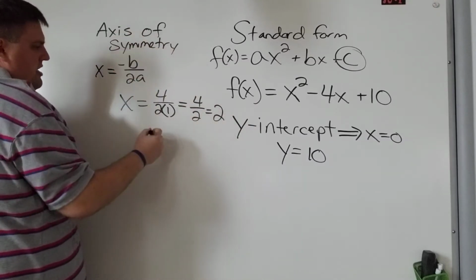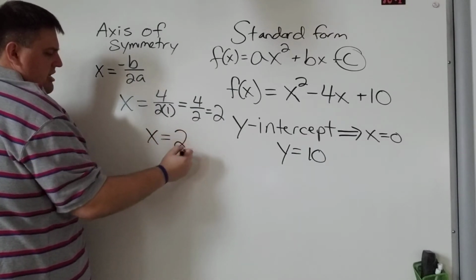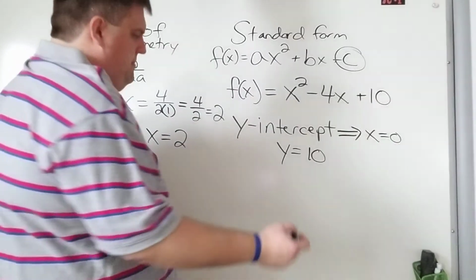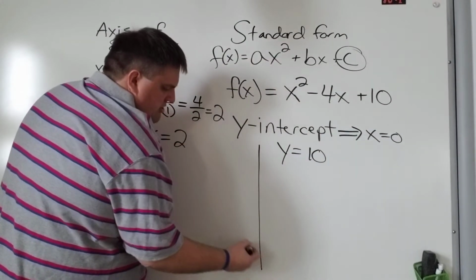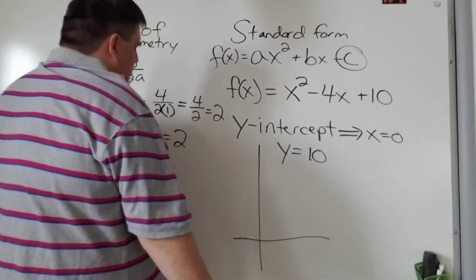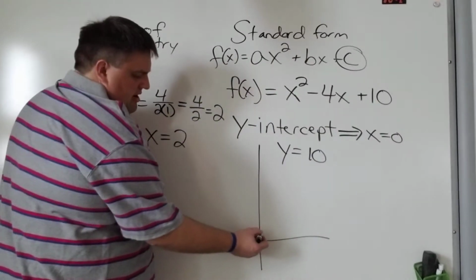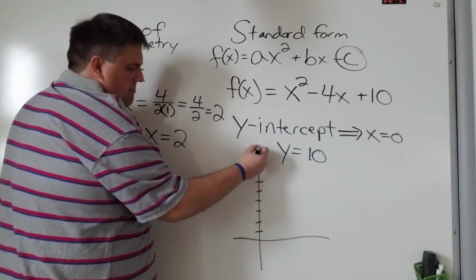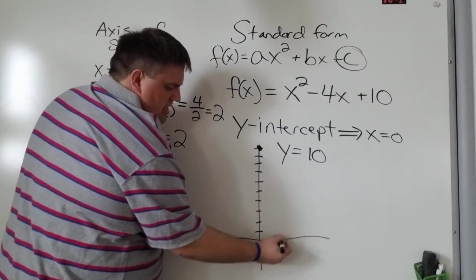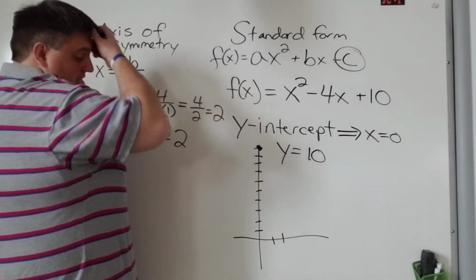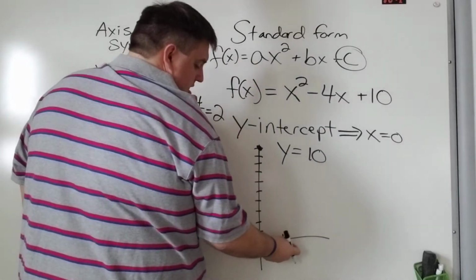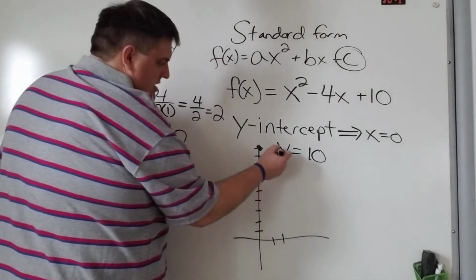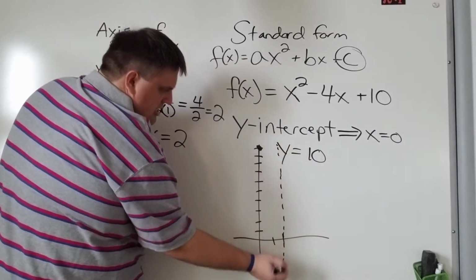So my axis of symmetry is going to be the line x equals 2. So now you kind of have this good idea. I'll make a little picture for you here. You have a good idea of what's going on with my graph. It crosses the y-axis up here at 10. And then I know the line of symmetry is somewhere over here at x is 2.